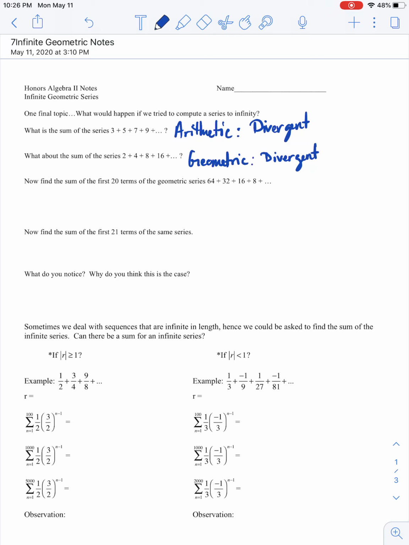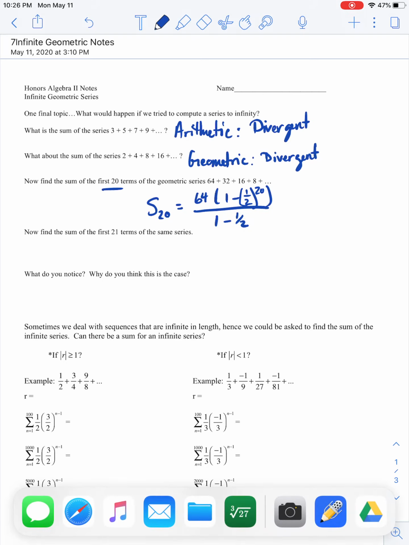However, there are some geometric series that when we add them to infinity, we actually get a finite value. So let's take a look here, for example, at this geometric series. It says, can you add up the first 20 terms? So the sum of the first 20 terms would be the first term, 64, times 1 minus r to the 20th, over 1 minus r. So r in this case is a half. If I look at this series, each term is half the previous one. So 1/2 raised to the 20th, all over 1 minus a half.